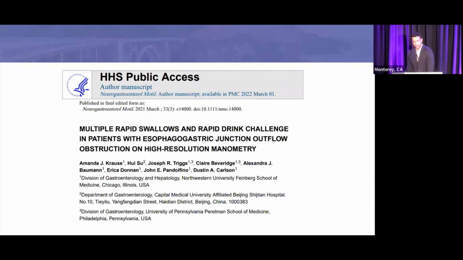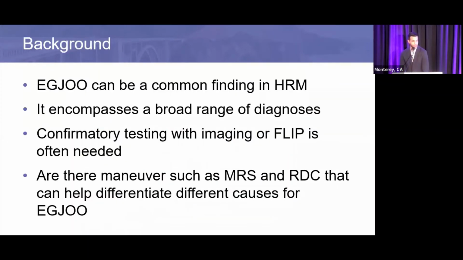So with EGJ outflow obstruction in mind, the newer iteration of the Chicago classification looks at additional techniques such as multiple rapid swallows and rapid drink challenge to see if they can parse out some of these true findings. This was a study out of Northwestern, as well as China and Penn, where they looked at these 2 maneuvers and their effect on outlet obstruction.